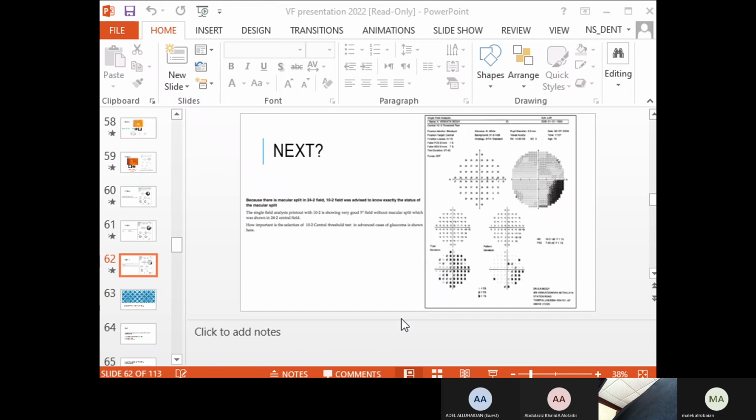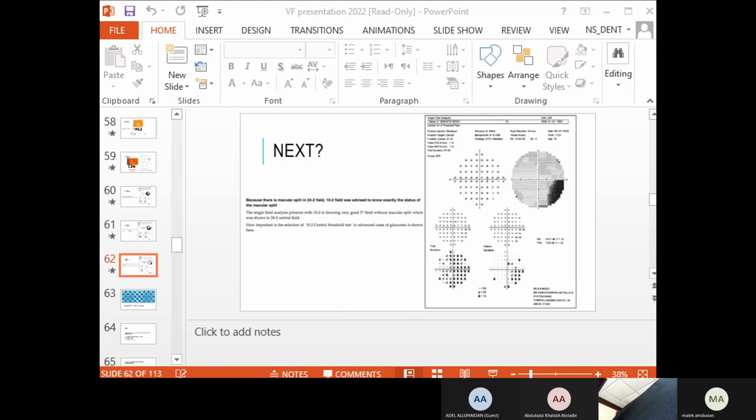Right. Let me explain this again. The pattern standard deviation, when it's positive, means there is a scotoma. The shape of the visual field is irregular. There is a scotoma in the visual field. The pattern deviation plot, numerical and the probability plot, will be better than the total deviation if there is media opacity.